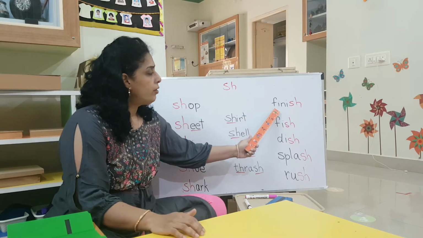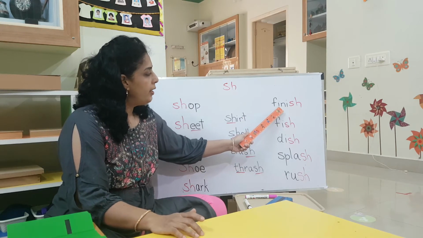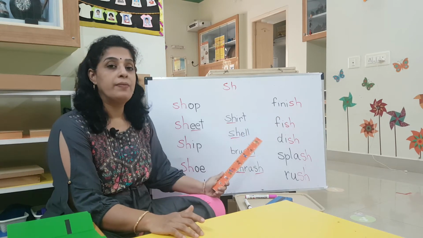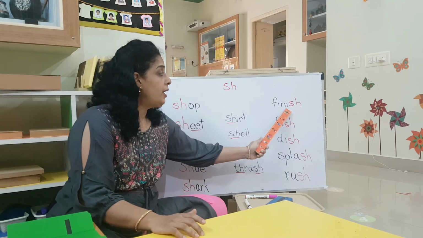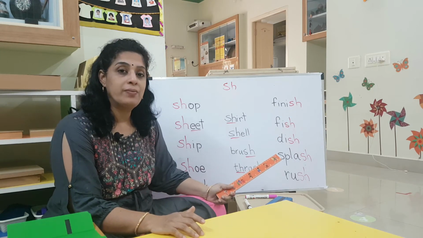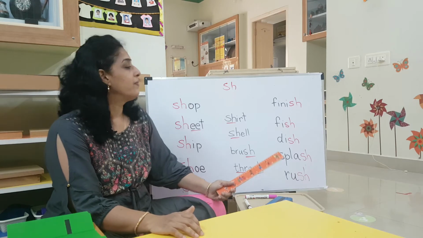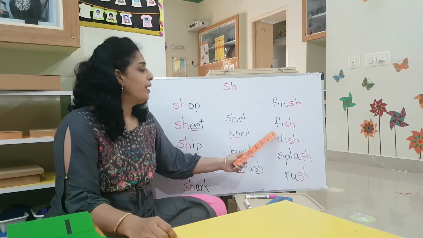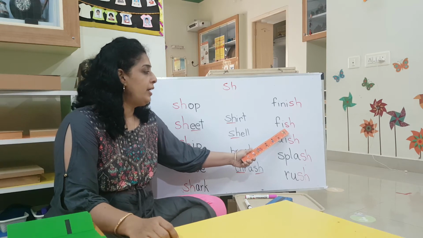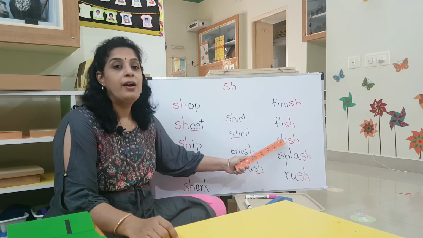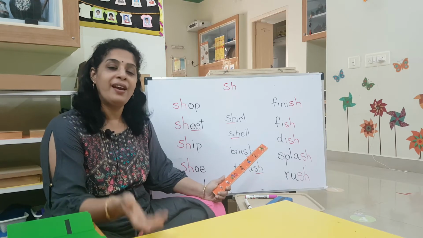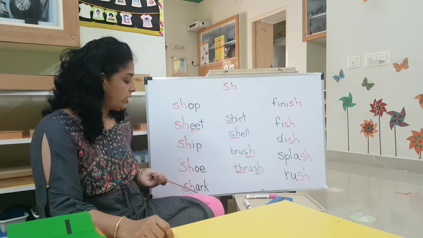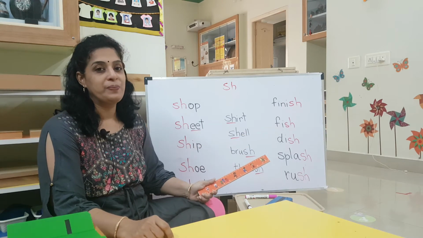You can try and read if you want. F-I-N-I-sh. Finish. Very good. Have you finished your work? Thank you. Next one. Fish. You see that? Now you can read small words and big words too. Fish. Shark is a fish.